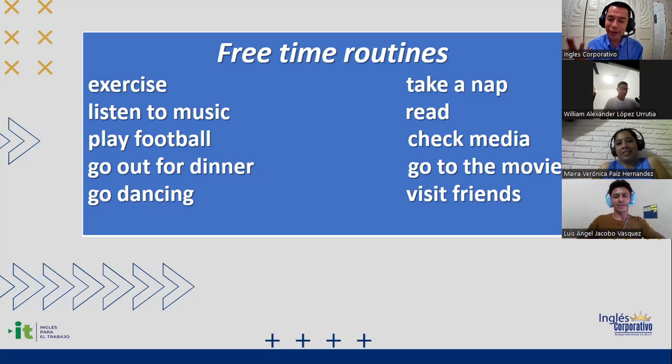Tomorrow is Friday, I know, but relax, please. Siesta. With S, siesta. Ah, okay. Read. Leer. Check media. Revisar las redes. Go to the movies. Ir al cine. Visit friends. Visitar a amigos. Yes, a los chéros, los compadres.